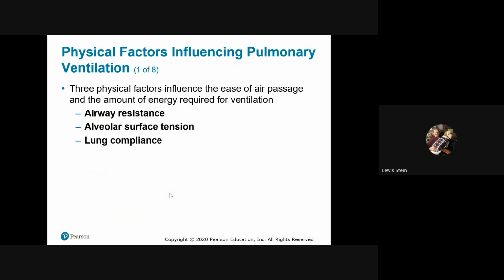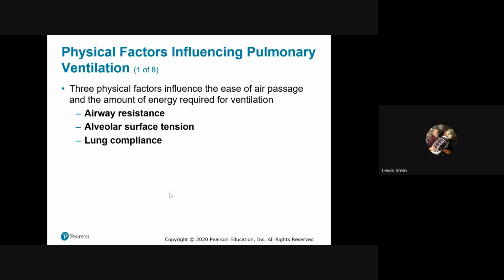And the factors that influence airflow are anything blocking the way, resistance, and the surface tension. That means we have to have a sufficient amount of lubricant, or surfactant, to reduce that surface tension, and inherently the stretchiness of the lungs. Think of the lungs as a balloon. If you bought a balloon and were blowing it up for a little kid's birthday, you'd stretch the balloon first.